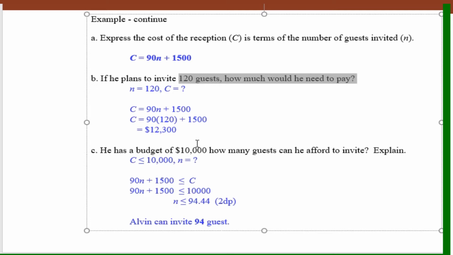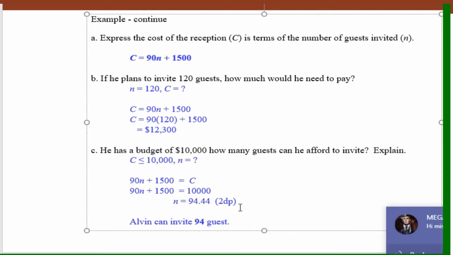All right. He has a budget of 10,000. So if I were you, I would rather just use the equation here. It is faster. So now they are saying the cost is 10,000. What is the n? So 90n plus 1,500 is C. So C is 10,000. You're just going to find n. So you will get 94.44. If you round off accordingly, it should be 94.